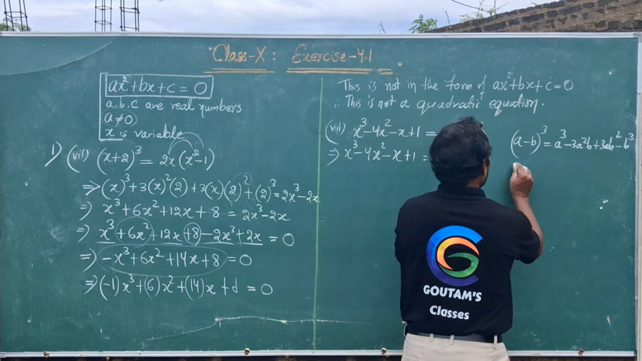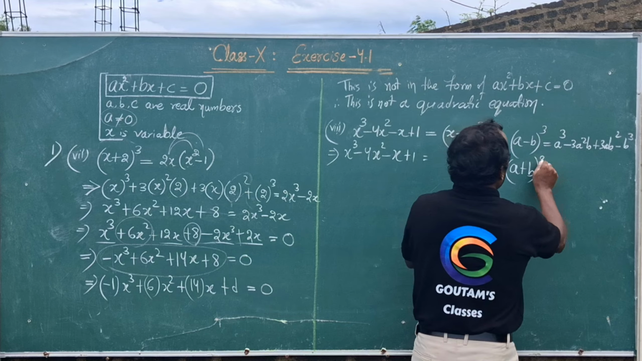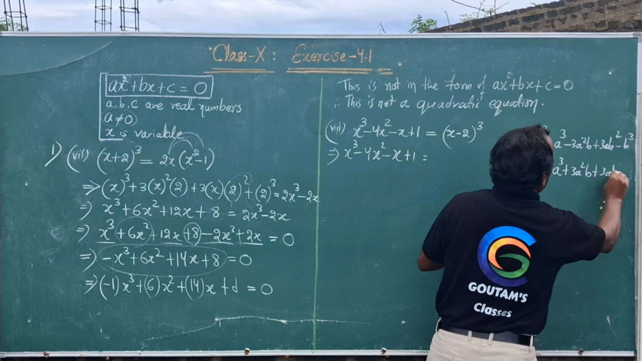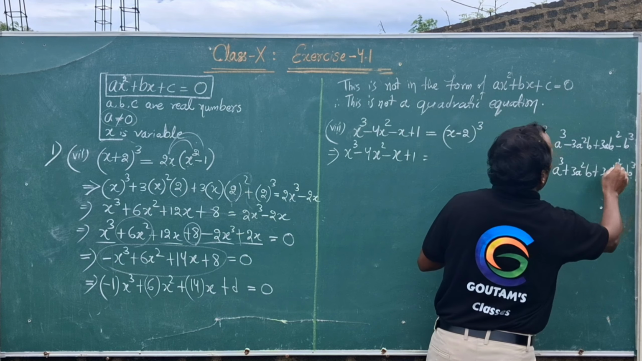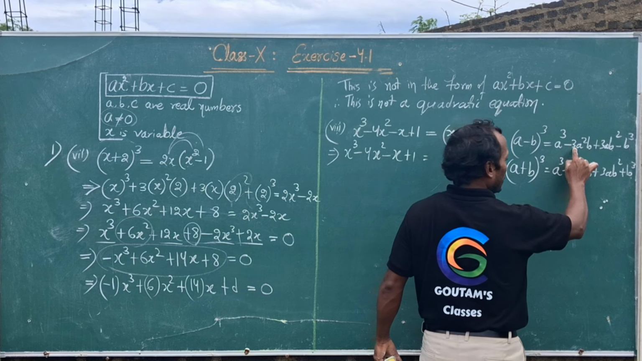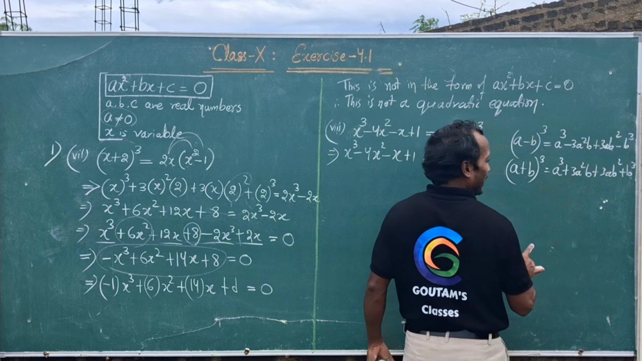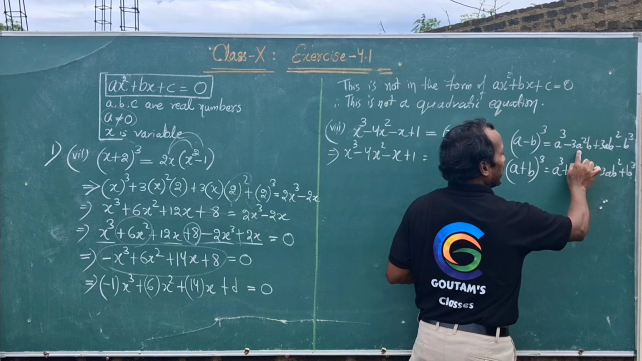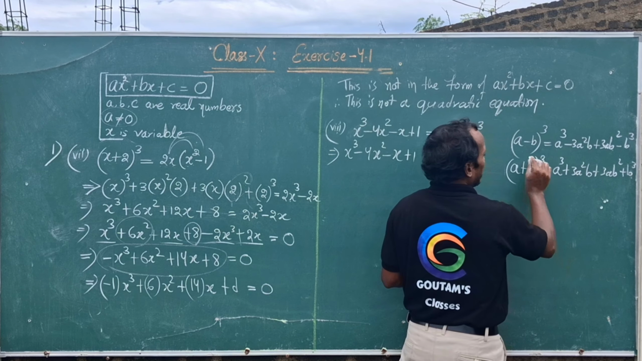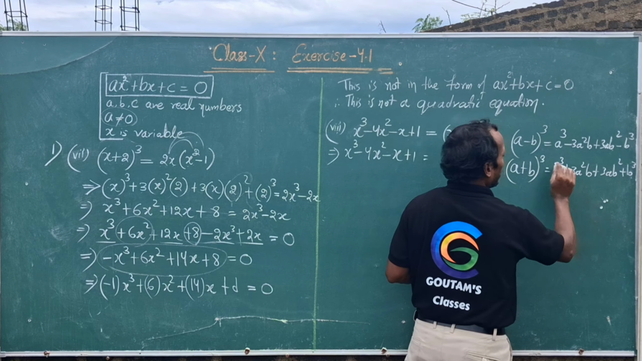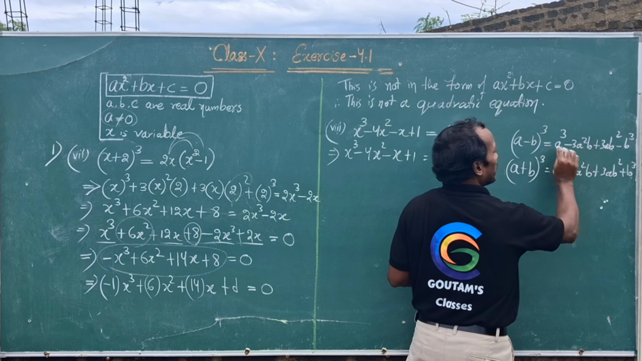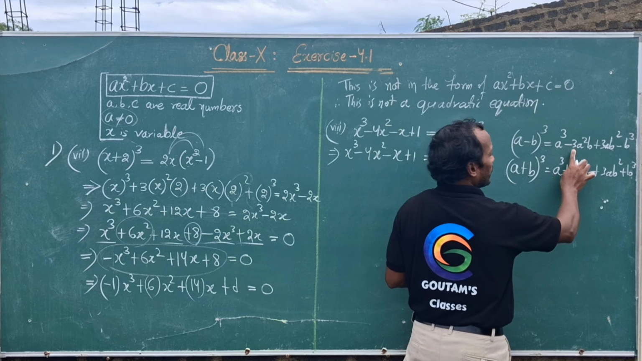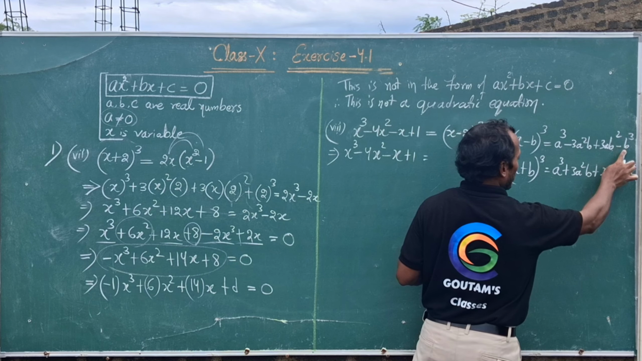If you observe the pattern, see, a plus b whole cube is a cube plus 3a square b plus 3ab square and plus b cube, whereas a minus b whole cube is a cube minus 3a square b plus 3ab square minus b cube. Do you find a pattern? Yes. In both the identities, you have a cube, b cube, 3a square b, 3ab square. And in case of a plus b whole cube, you have every term positive. In case of a minus b whole cube, you have the terms having symbols alternately, plus minus, plus minus. Okay, a cube minus 3a square b, then plus 3ab square minus b cube.